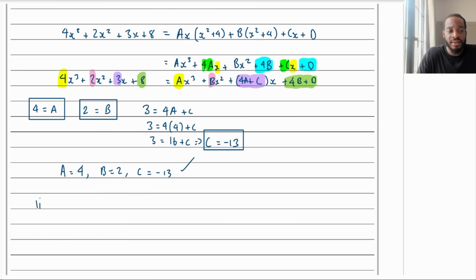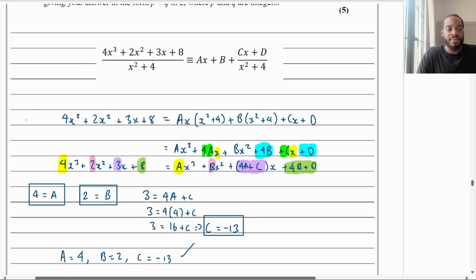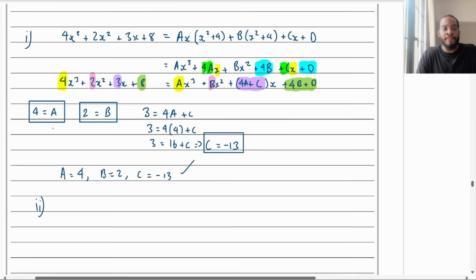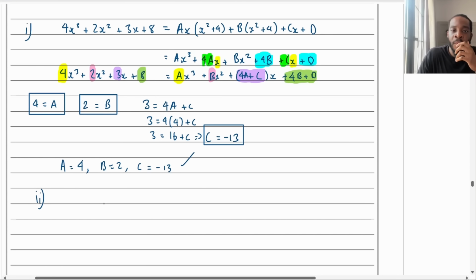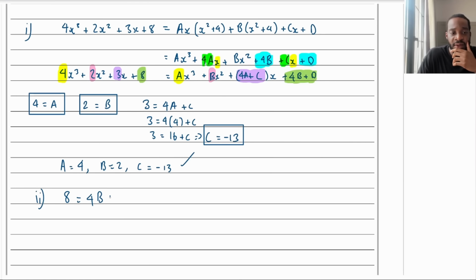So let me just write this here. This is I. Let me write I here. So this is I, and then this is double I. We've got 8 is equal to the 4b plus d. We know that b is 2.